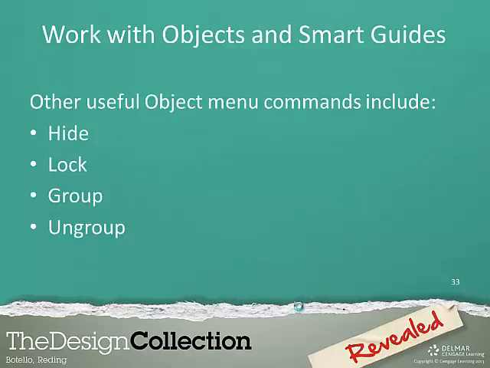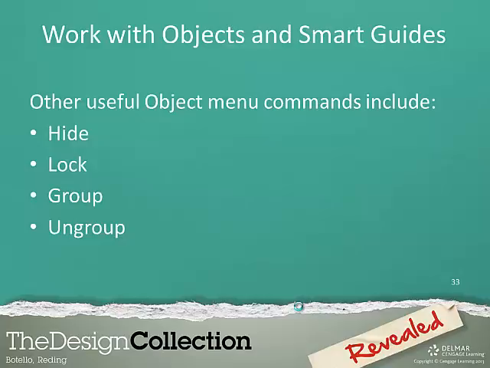Other useful options are to Hide objects to get them out of your way. They won't print, and nothing you do will change the location of them as long as they are hidden. You can lock an object to make it immovable. You will not even be able to select it. You lock your objects when you have them in a specific location and you don't want them accidentally moved or deleted. You group multiple objects with the Group command under the Object menu.